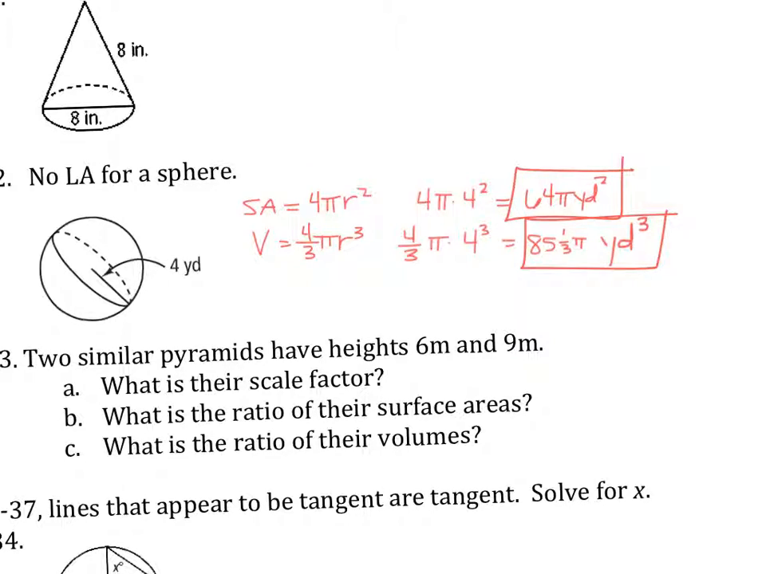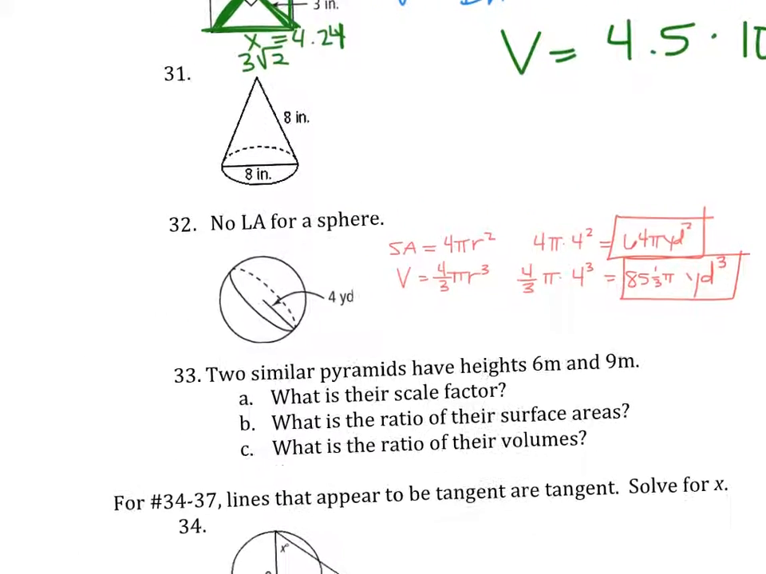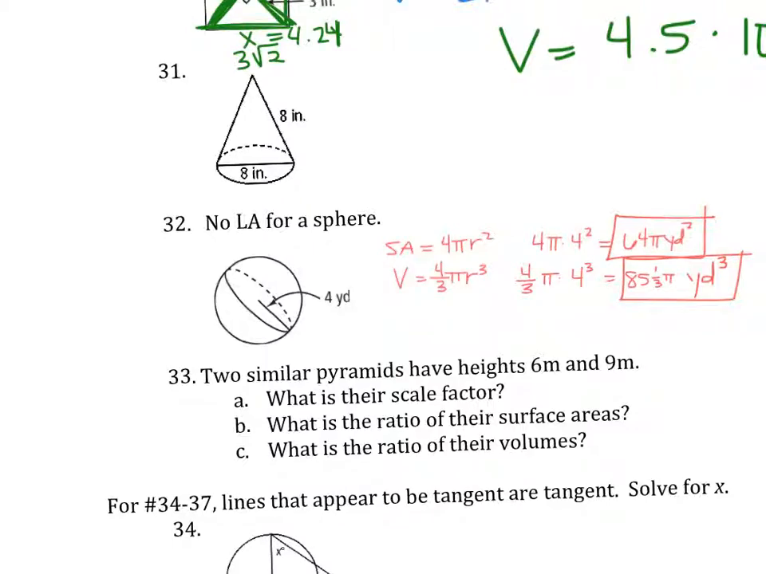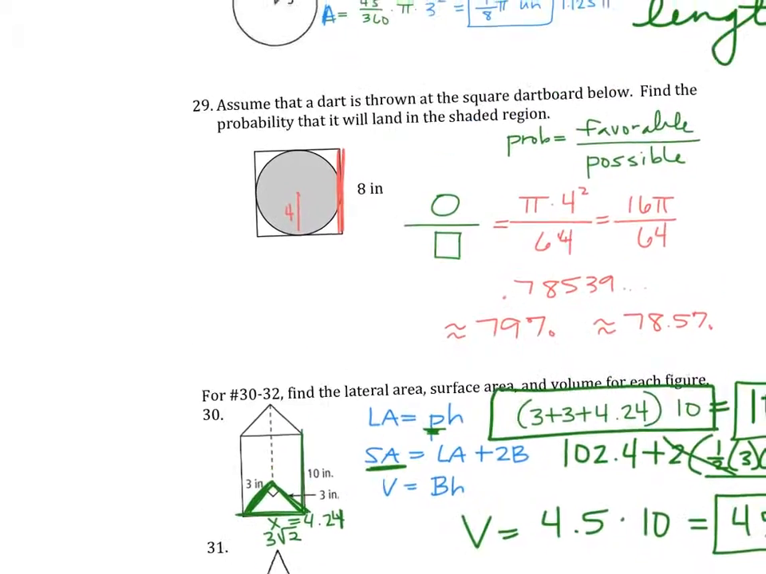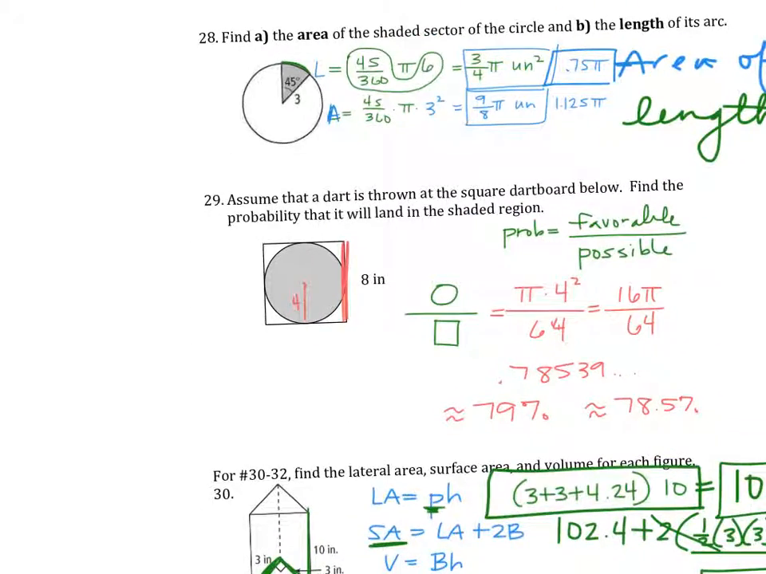Sarah, did you have one? Oh, I was just gonna ask on number 29, when you wanna find like the non-shaded, do you do like the square minus the circle area? Yep, you'd go square minus circle over square.